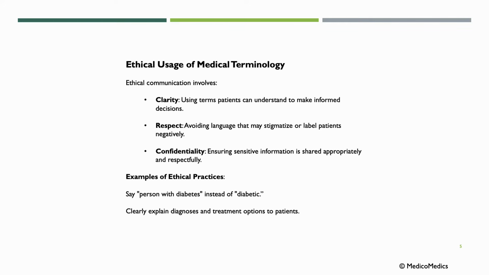Now, ethical communication involves clarity, meaning using terms that patients can understand to make informed decisions. It involves respect, meaning avoiding language that may stigmatize or label patients negatively. And of course, confidentiality, ensuring that sensitive information is shared appropriately and respectfully. An example of ethical practice could be to say person with diabetes instead of diabetic, and as well to clearly explain diagnoses and treatment options to patients.